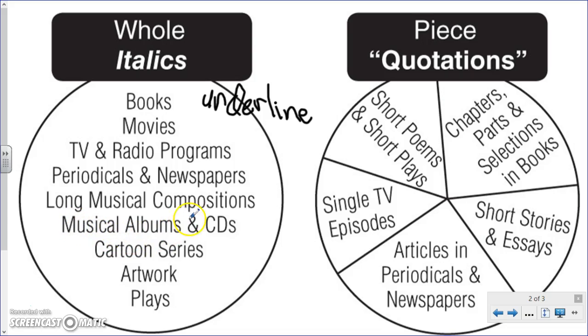Now, musical albums and CDs. So yes, Taylor Swift released a new album. Yes, it was called 1989. 1989 is the name of the album or the CD, so that would actually be underlined.